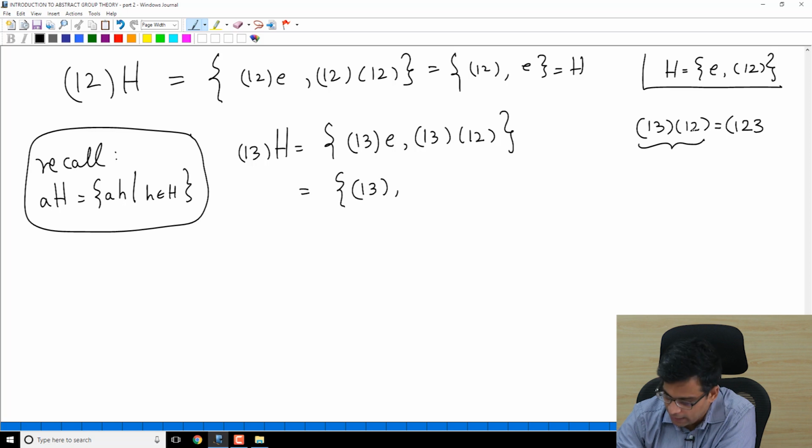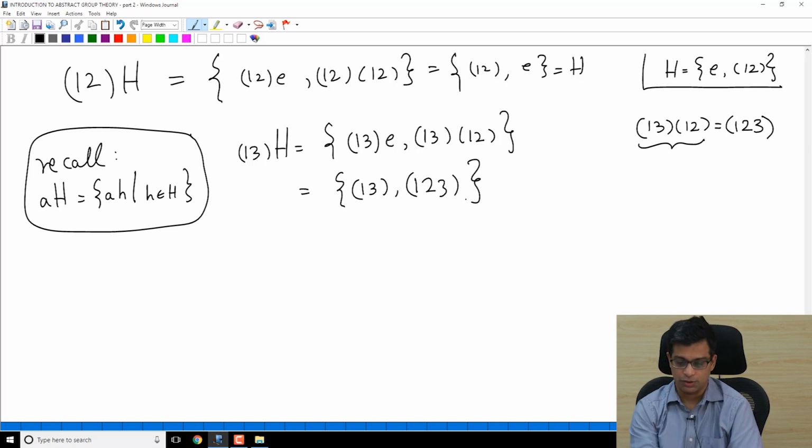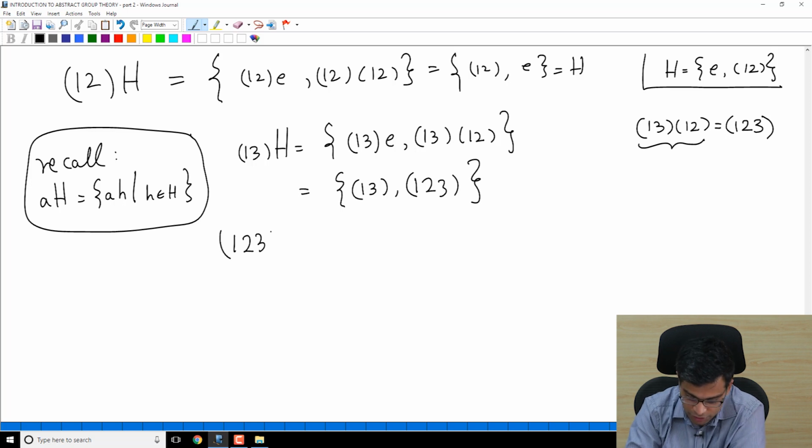3 goes to 3 under the first function because 3 is not appearing in this cycle notation, and 3 goes to 1 under the second function. So you close. So (1 3)(1 2) is (1 2 3). So this is a coset. So this is what (1 3)H is. Now let's compute (1 2 3)H.